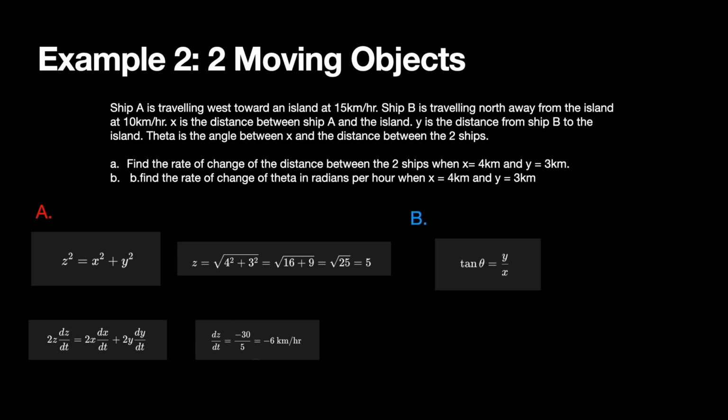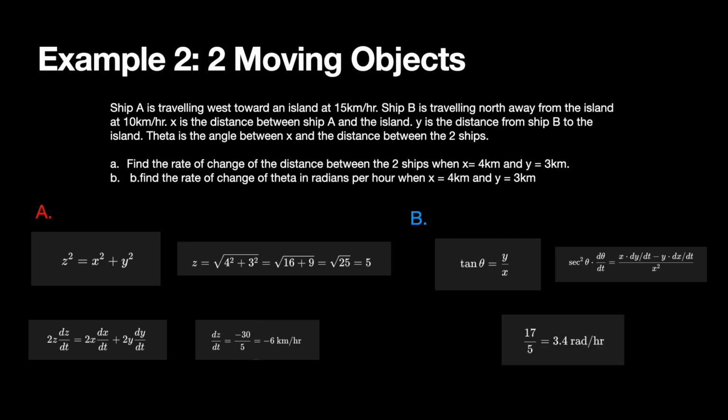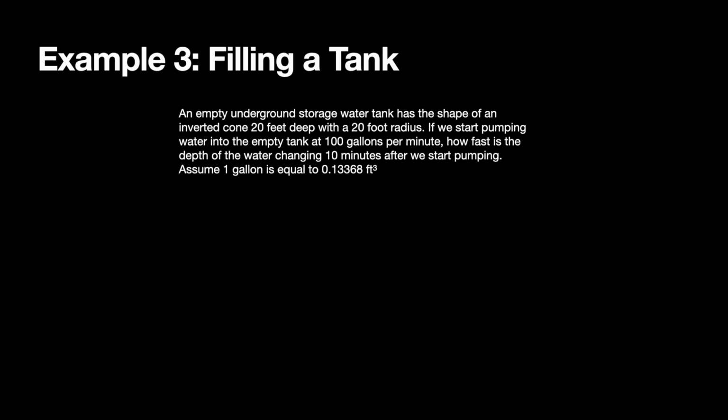For part B, we can start with tan theta is equal to y over x, and then we differentiate. After that, since we have all our known values, we can get the rate of change of theta as 3.4 radians per hour. Here's a problem with filling a tank. Pause the video and read the problem.